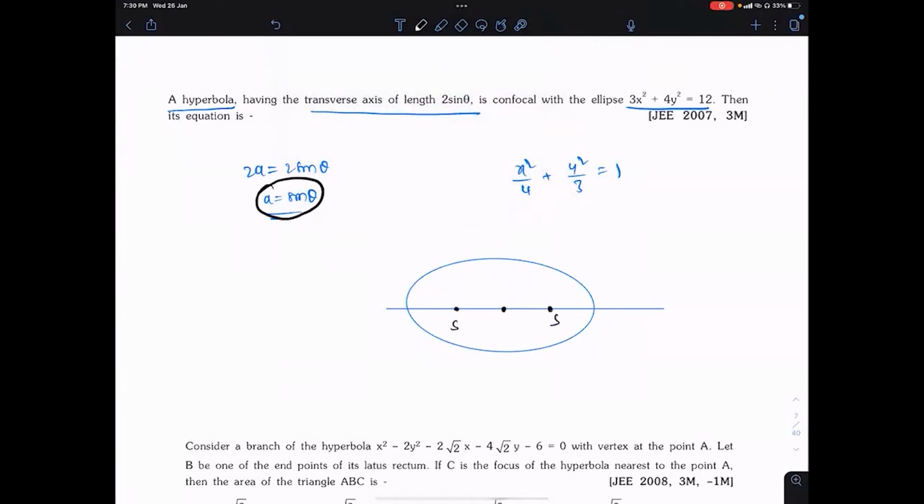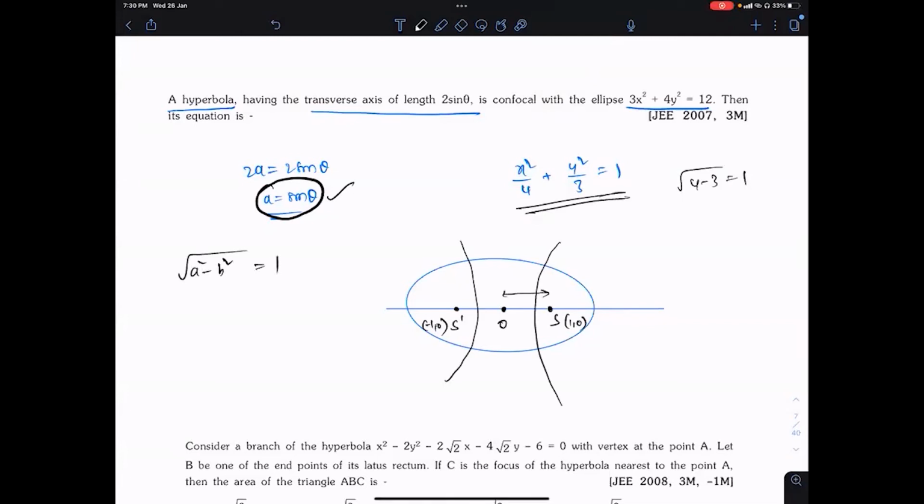So what are the foci of this ellipse? How far will the foci be from the center? Root over a square minus b square, which is 1 unit. So the foci are (1, 0) and (-1, 0). And already they have given a. So for the hyperbola, how far will the foci be? Square root of a square plus b square. And that is 1, no?